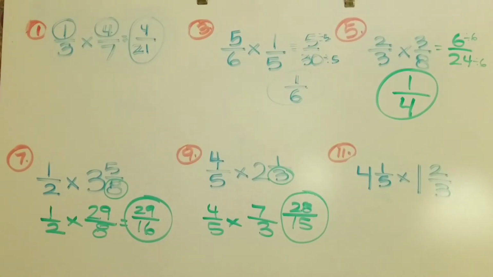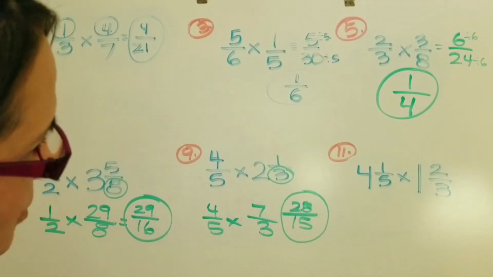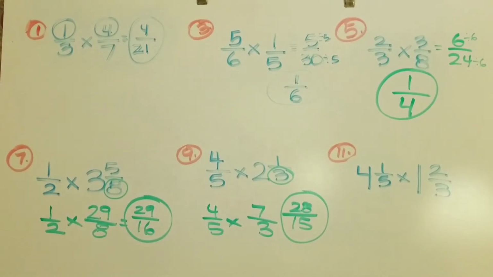So right now I want you guys to go ahead and try number 11 on your own. Remember to turn these mixed numbers into improper fractions, okay? So I'll give you guys a minute to do that on your own. So go ahead and work on that. Okay, so Mr. Anderson, if you want, you can pause the video and have a student work this problem out on the board, and you can let them know if they are correct or not.